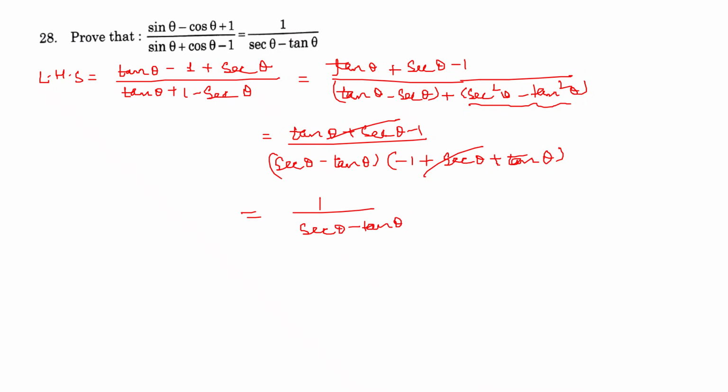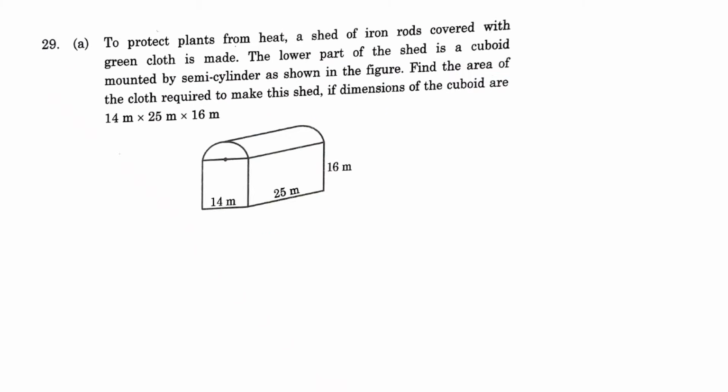Now we move to question number 29. Question 29a. To protect plants from heat, a shade of iron rods covered with green cloth is made. The lower part of the shade is a cuboid mounted by a semi-cylinder. Find the area of the cloth required to make this shade if the dimensions of the cuboid are given. The cloth needed is only in the cuboidal part, not on the top, not on the bottom, only on the four sides. So you have to find the lateral surface area of the cuboid.